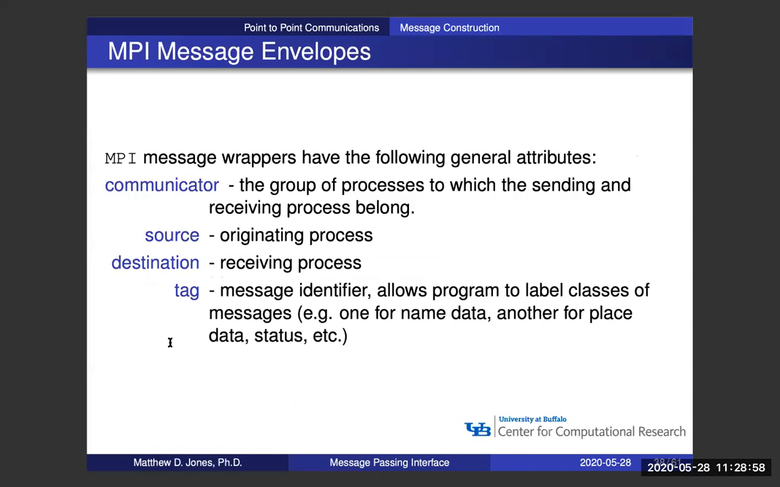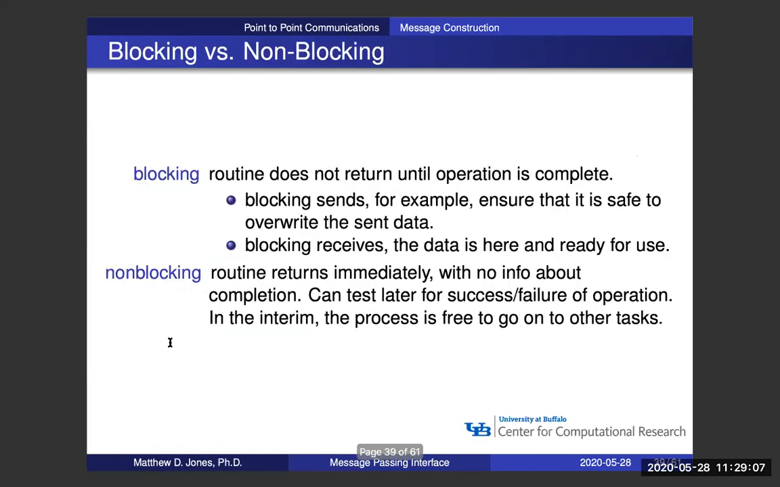So in terms of the message wrappers themselves, you have to give it the communicator, the source, the destination, and then there's an optional tag that you can use to label classes of messages. You also have the determination of whether or not to do blocking calls or non-blocking calls. And these are basically just whether or not it's a synchronous call or an asynchronous call.